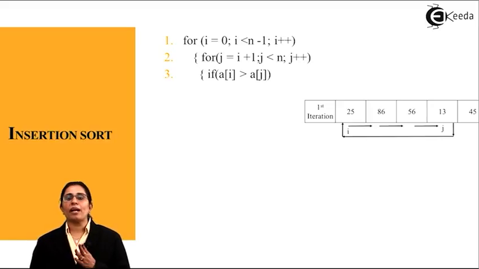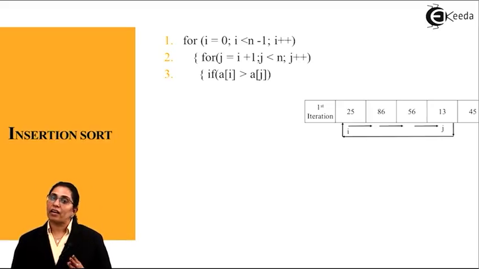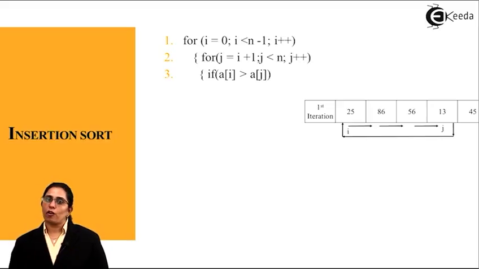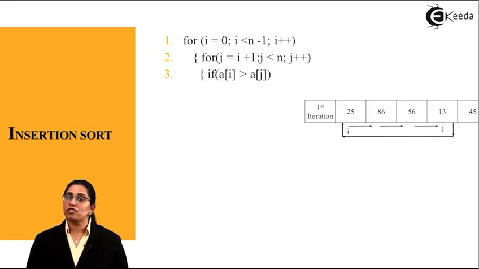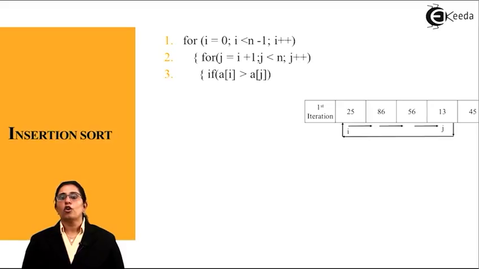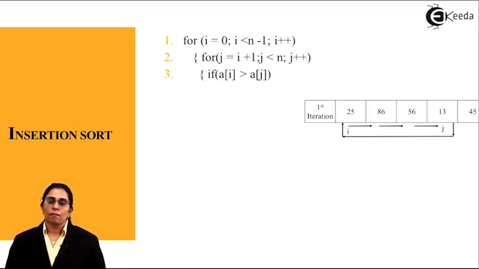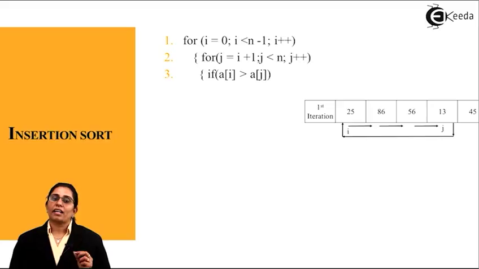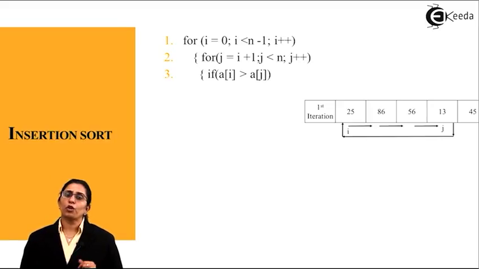So we increment the value of j, which reaches a location of 56. Here again, a of I is compared with a of j, that is 25 is compared with 56. So again, there will not be any insertion method implemented over here. So j is incremented by 1, and we move to the index location 13. At this instance, we see that a of I is greater than a of j, that is 25 is greater than 13. So what do we do next?